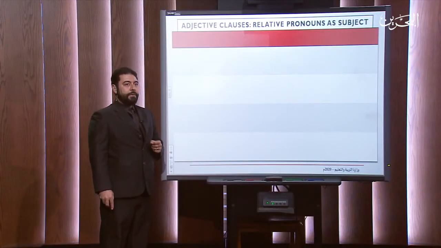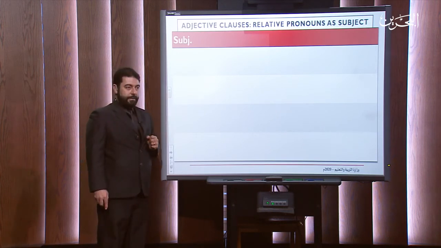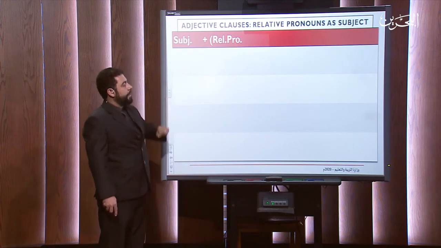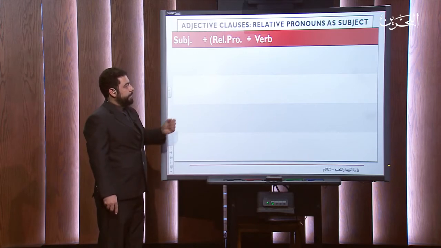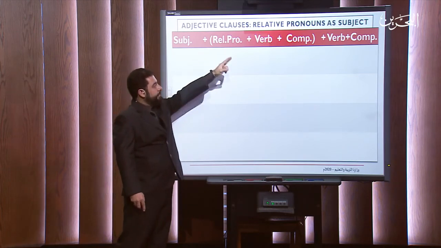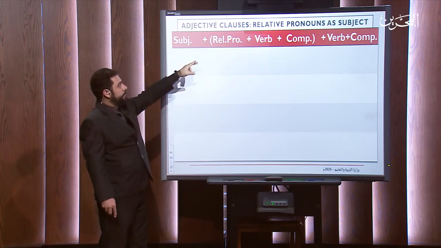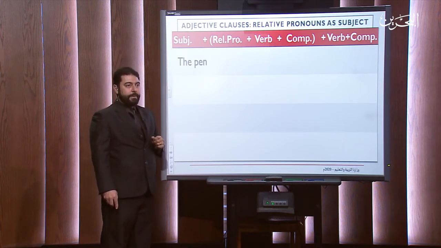All right. So, how do we form adjective clauses? We start with a subject, and then we add a relative pronoun, one of the nine I showed you before. And then a verb, and then a complement, which completes the sentence. And then a verb and another complement. Notice that these brackets denote the relative, the adjective clause.